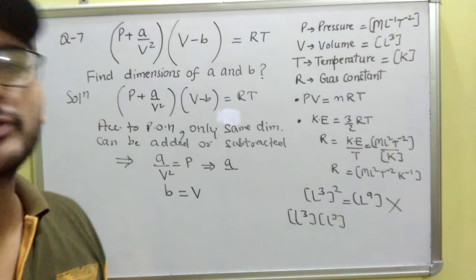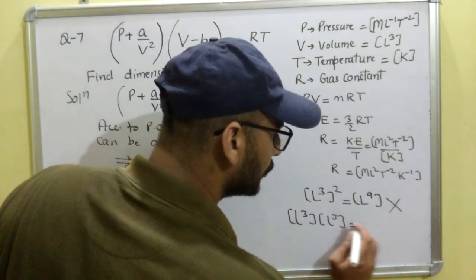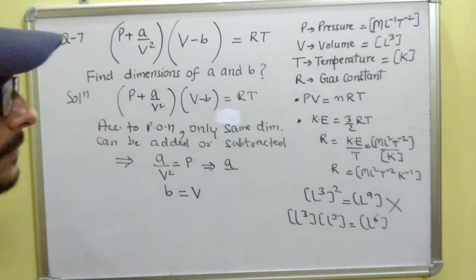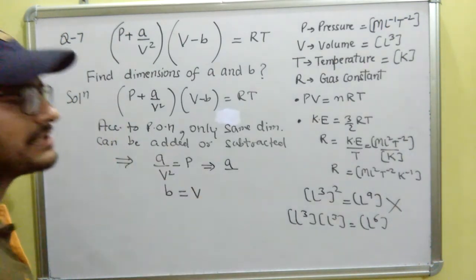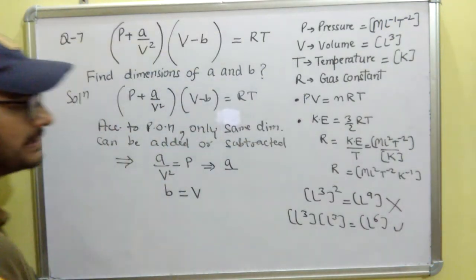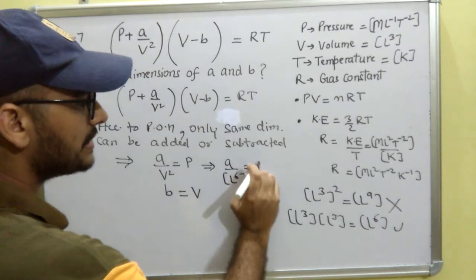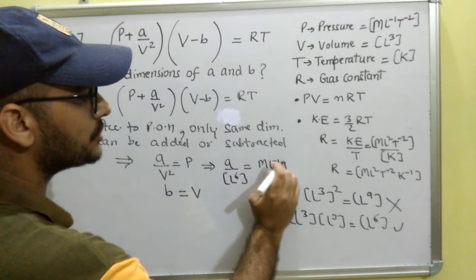So L cube you have to write twice, and it will be equal to L⁶. Okay, so be very careful about this. Students usually commit this mistake. So our correct answer is this. So here you will write L⁶. Pressure is ML⁻¹T⁻².